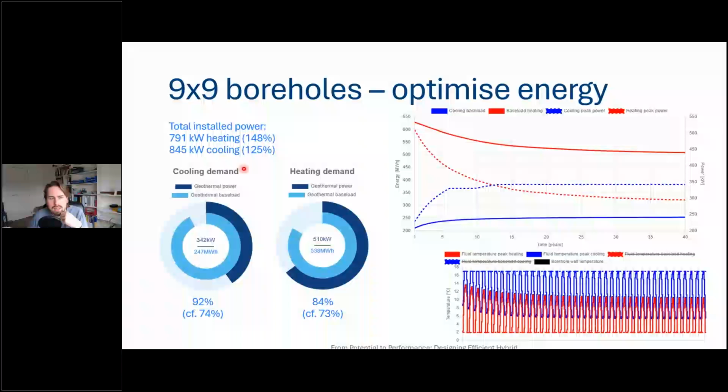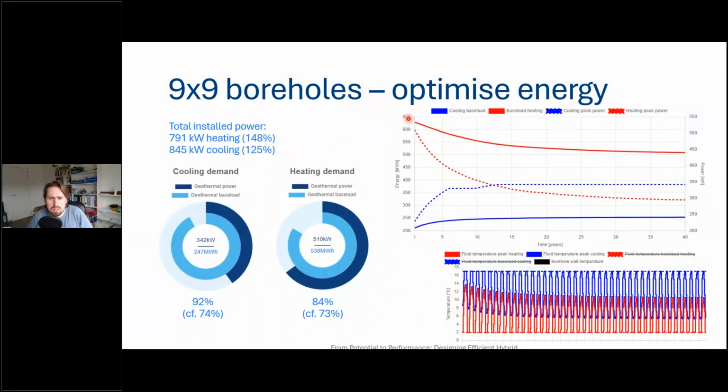But you can see that the total installed power we have is way higher. So we have installed 148% of what we actually need, because now our Borefield, our ground heat pump, is also 510 kilowatts, and we need even more to be able to fulfill our heating and cooling demands. And this you can see on the figure on the top right.